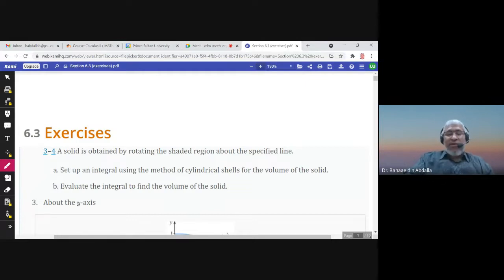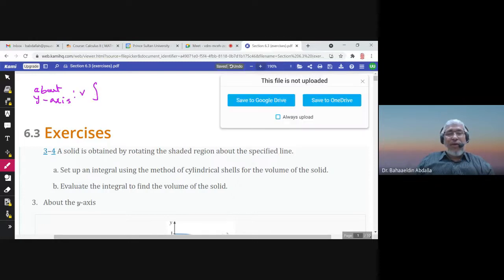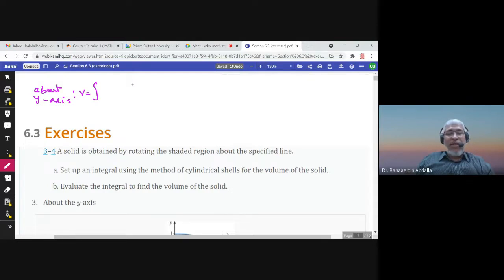These are some exercises about section 6.3, which is about volume using cylindrical shells. Let me remind you that there are two formulas in this section. The first one, when we rotate about the y-axis: the volume would be given by the integral of... We will take a rectangle parallel to the y-axis. So the width of the rectangle would be dx, and the volume would be 2 pi x, which is the circumference of the cylindrical shell, times f of x, and dx represents the width of the rectangle from A to B.